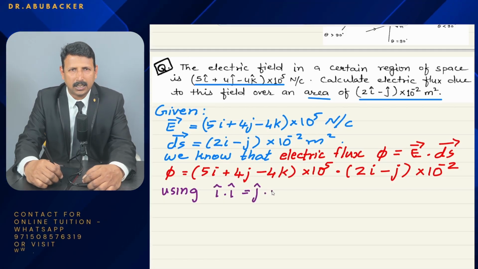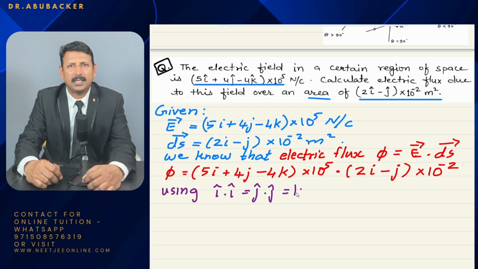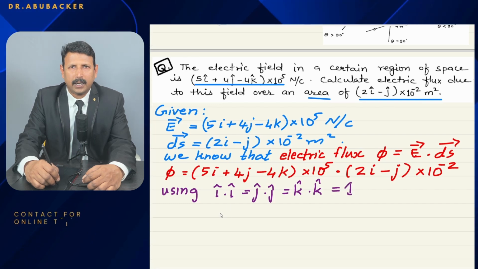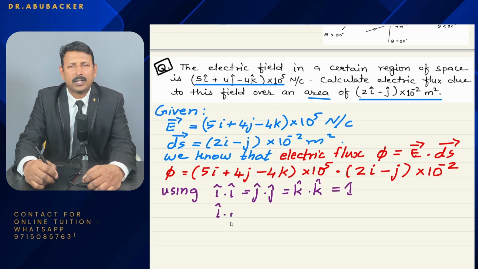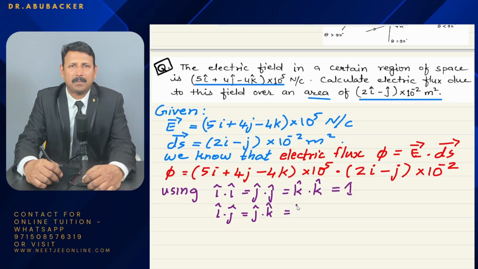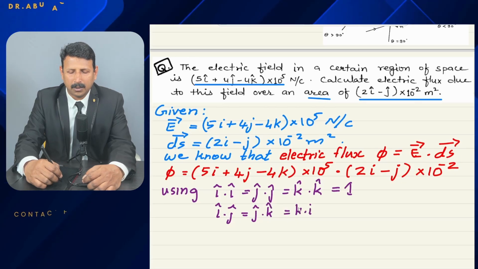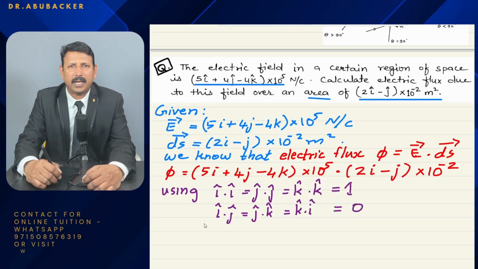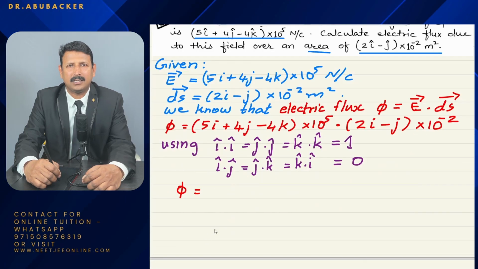So the first thing is to substitute the values of E and ds, which I am doing now. (5i + 4j - 4k) × 10^5 dot (2i - j + 0k) × 10^-2. If you want, you can write the 0k, otherwise leave it. Now you need to remember some basic things in the vector part. In the dot product, i dot i, j dot j, k dot k, only this type of multiplication exists. Same vector multiplication exists.